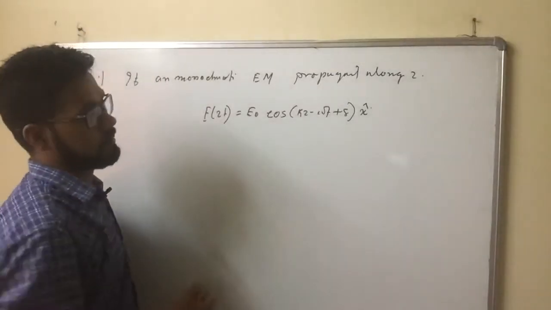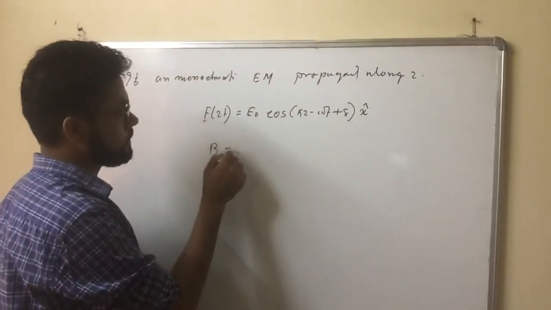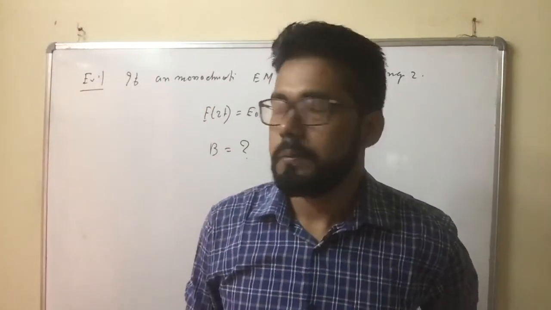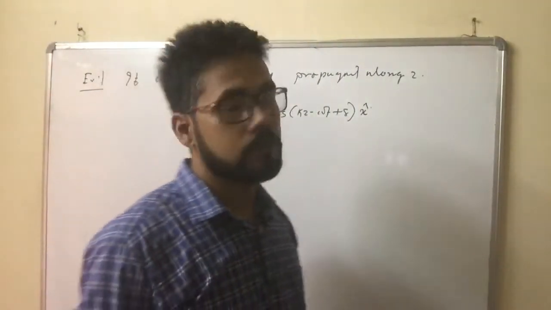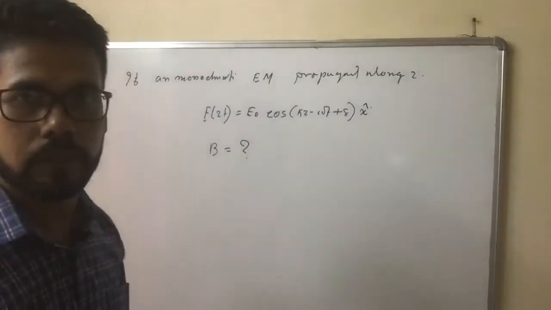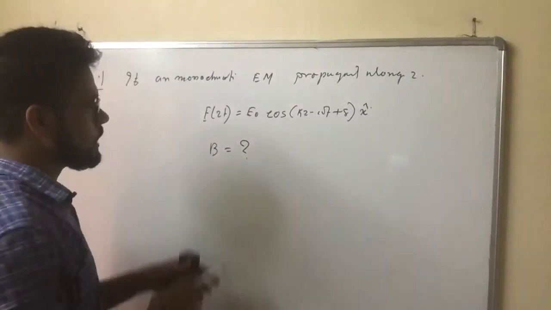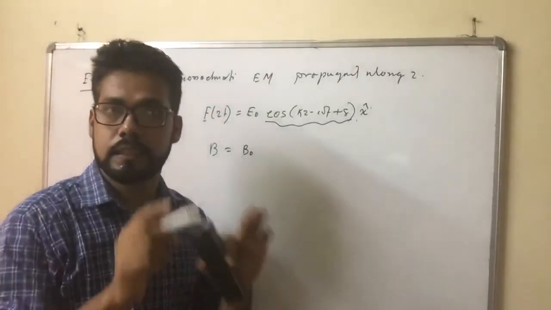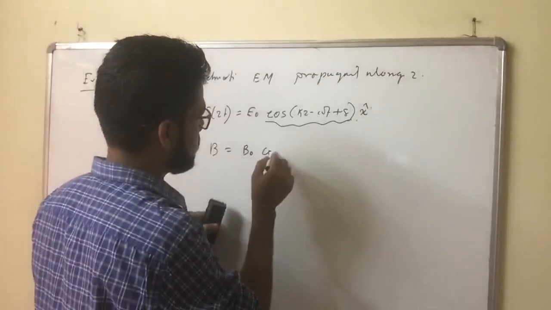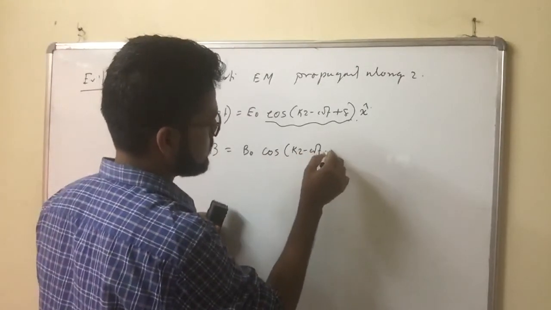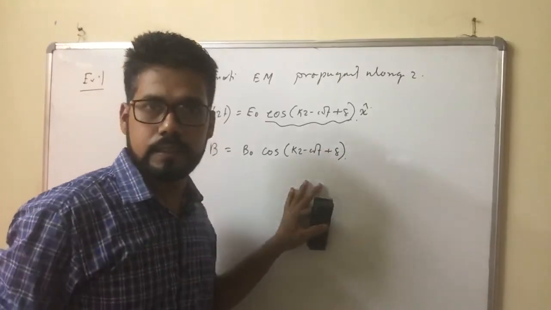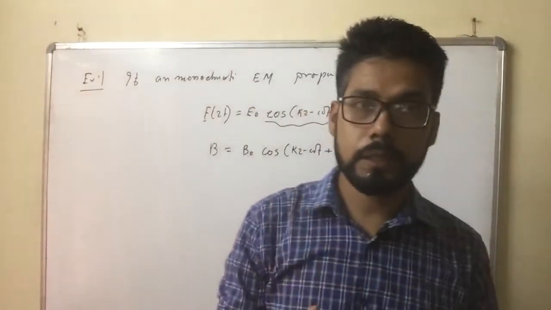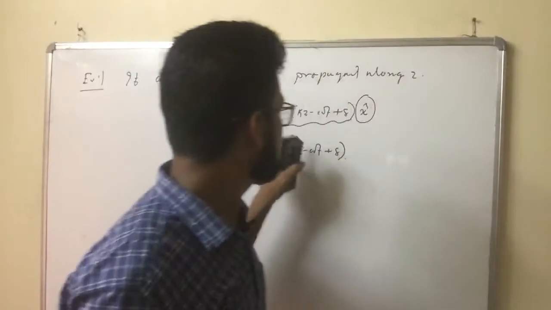So what is the direction of the electric field? Now I have to find the magnetic field. In the exam they will give an electric field and ask for the magnetic field, or sometimes give a magnetic field and ask you to calculate the electric field. How can you calculate it? See, this is B naught. The cos(kz minus omega t plus delta) part will remain the same. It is a harmonic term and will not change. Only we have to verify the direction. In the exam this is a 3-mark question, so no need to do anything with this part.